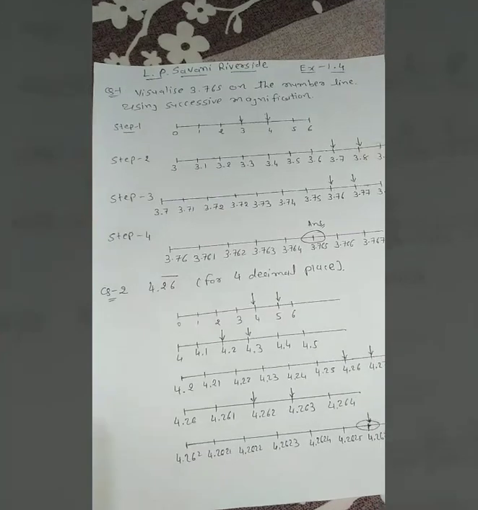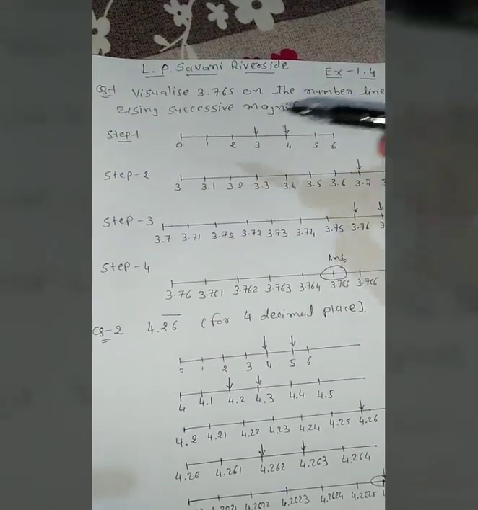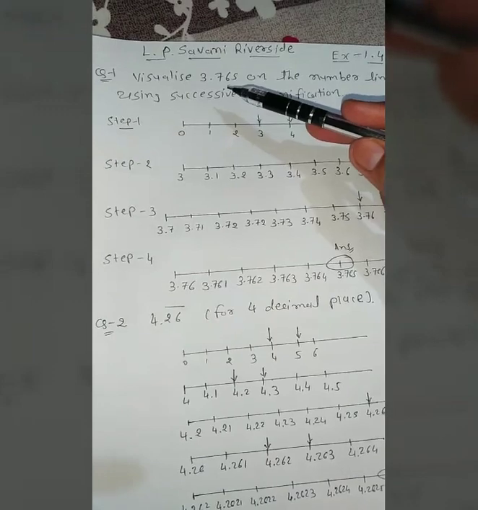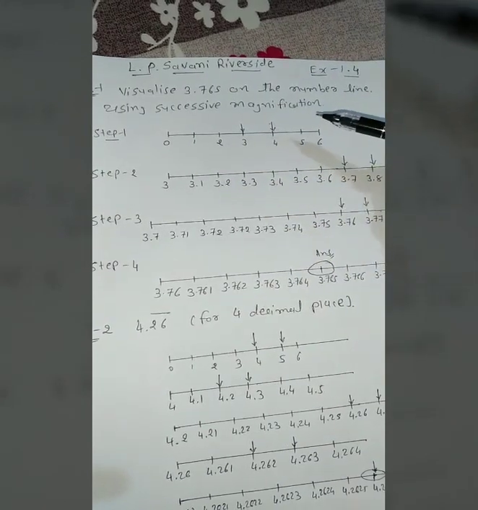So here our exercise 1.3 is completed. Let's begin with exercise 1.4. Question number 1. Visualize 3.765 on the number line using the successive magnification method.